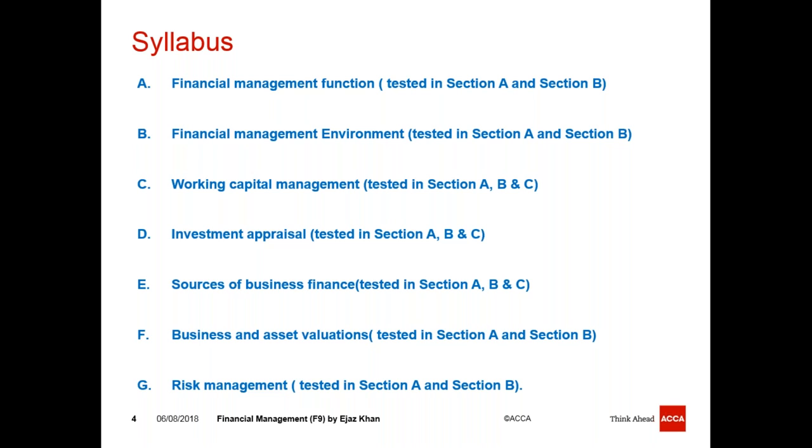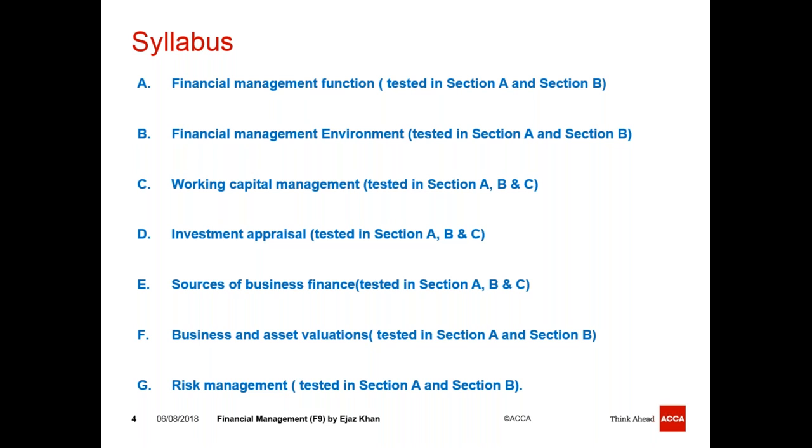7 areas in total. Financial management function. From this area, you will only be tested in your section A and section B of the paper, which is the objective type questions. Same goes for the financial management environment. The questions from this area will only be tested in the form of objective type questions. Then you have working capital management. It can be tested in either of the 3 formats. Investment appraisal, again, same as working capital. It will be tested in sections A, B, and C.